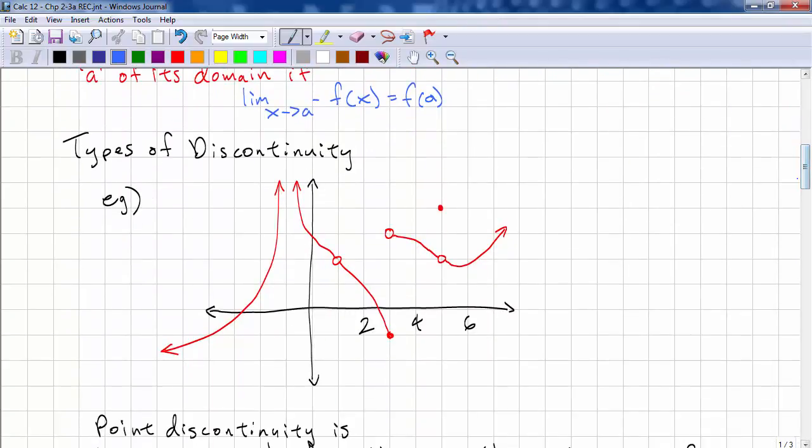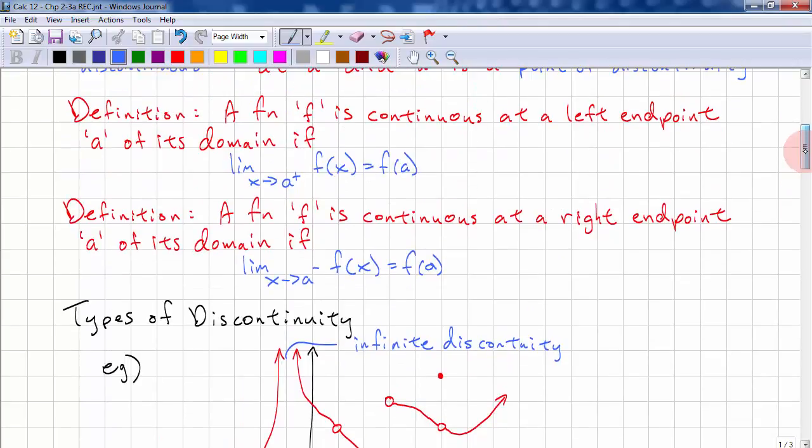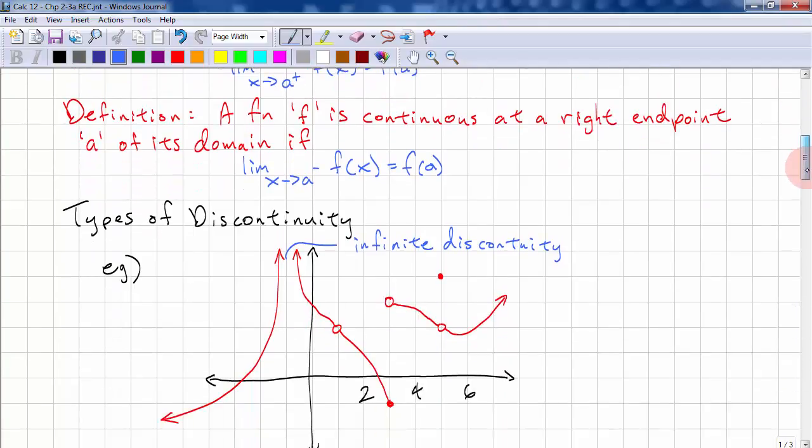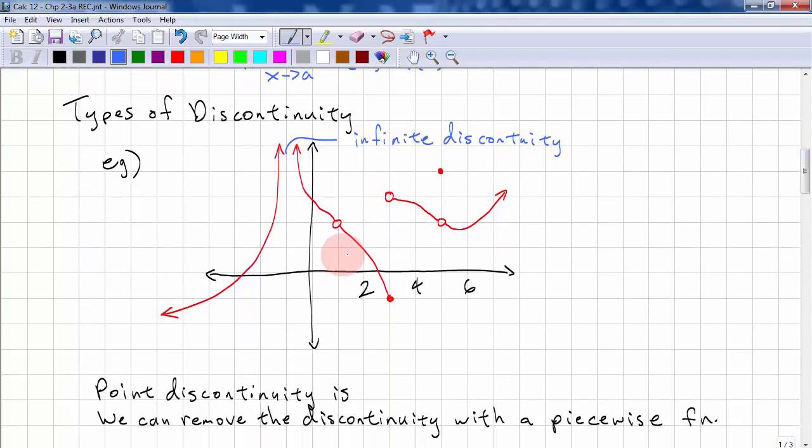So here are the types of discontinuity. We saw this one before. This is called infinite discontinuity. So even though this one matches, it's still a discontinuous point because we have this situation. It's undefined at f of A. Here, we say this is point discontinuous.